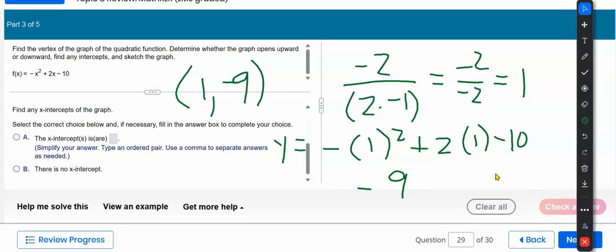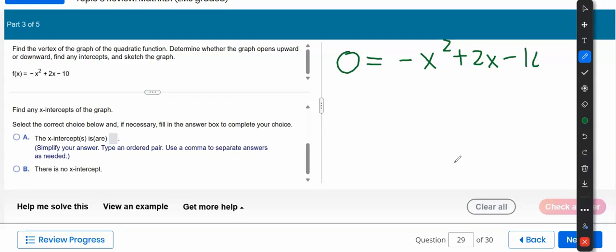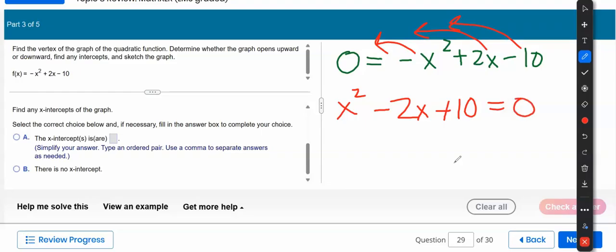How do we find x-intercepts? What do we have to plug in for y to find an x-intercept? 0. Yeah. Now, when you do that, could we push everything over to the other side of the equation? If we do, wouldn't it look like this? Yeah. Positive x squared minus 2x and a positive 10.